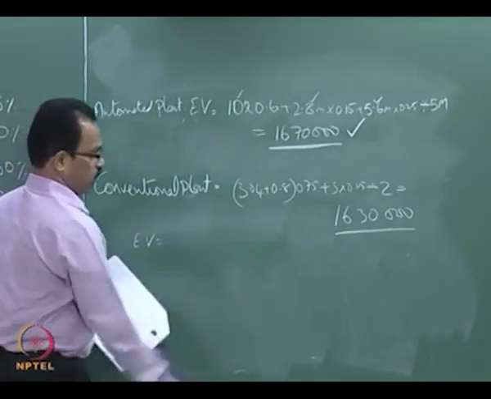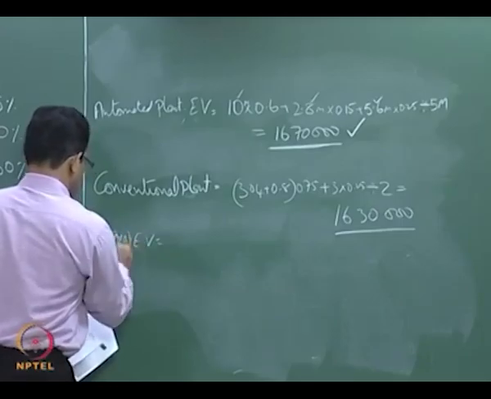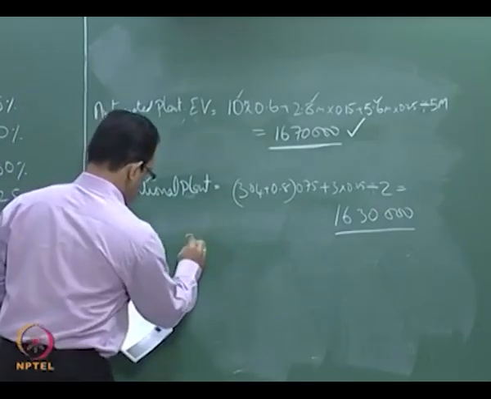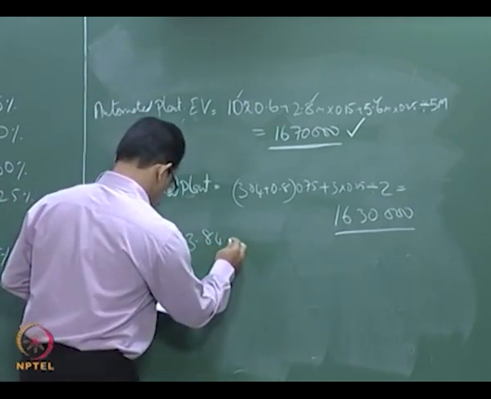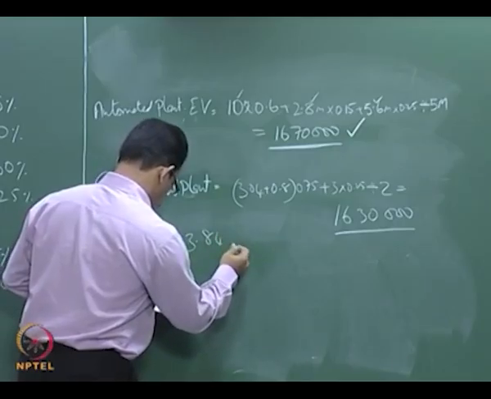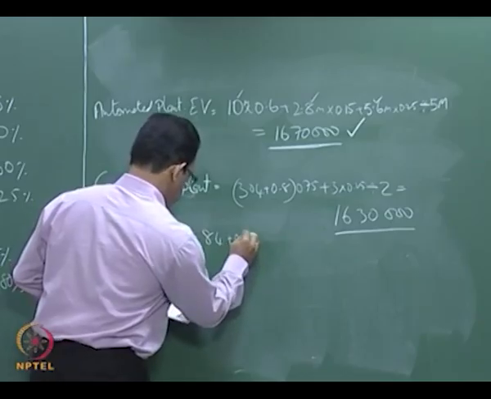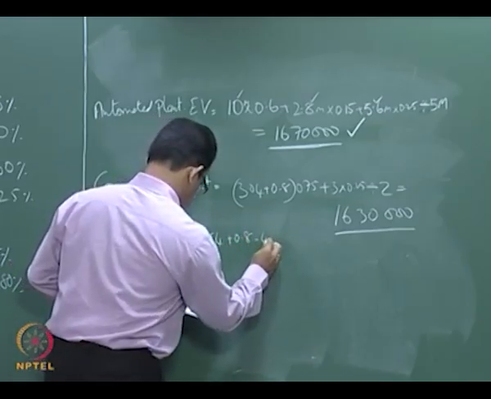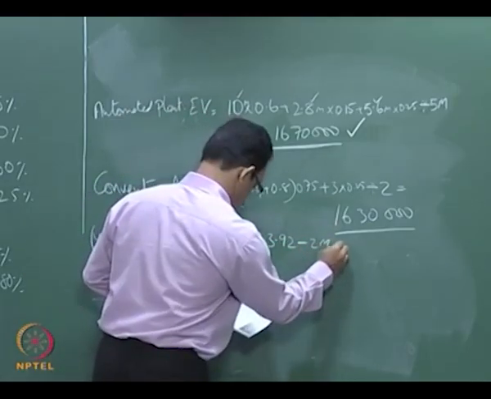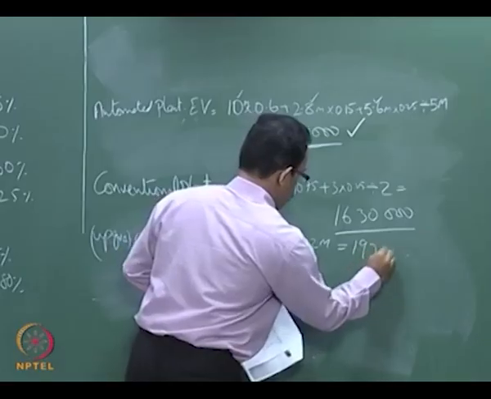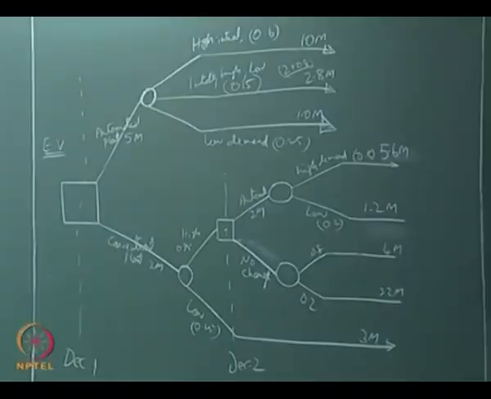So we can actually get the expected value here as expected value of decision 1 whether to automate or not, that is upgrading. So this is upgrading, expected value will be given as 3.84 plus 0.8, it will be 3.92 minus the 2 investment, 2 million. So it will be 1920, that will be the expected value of the first decision to automate it after 2 years.